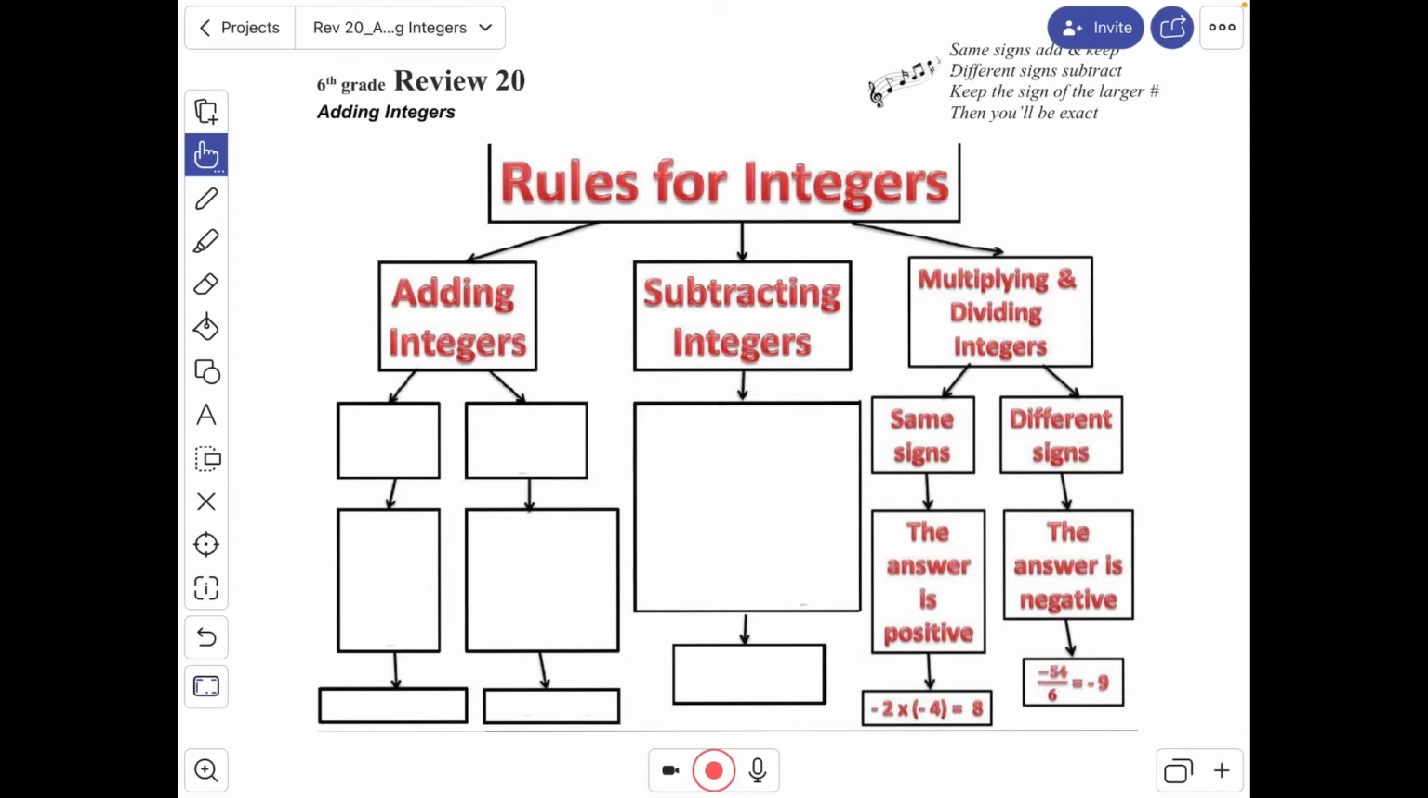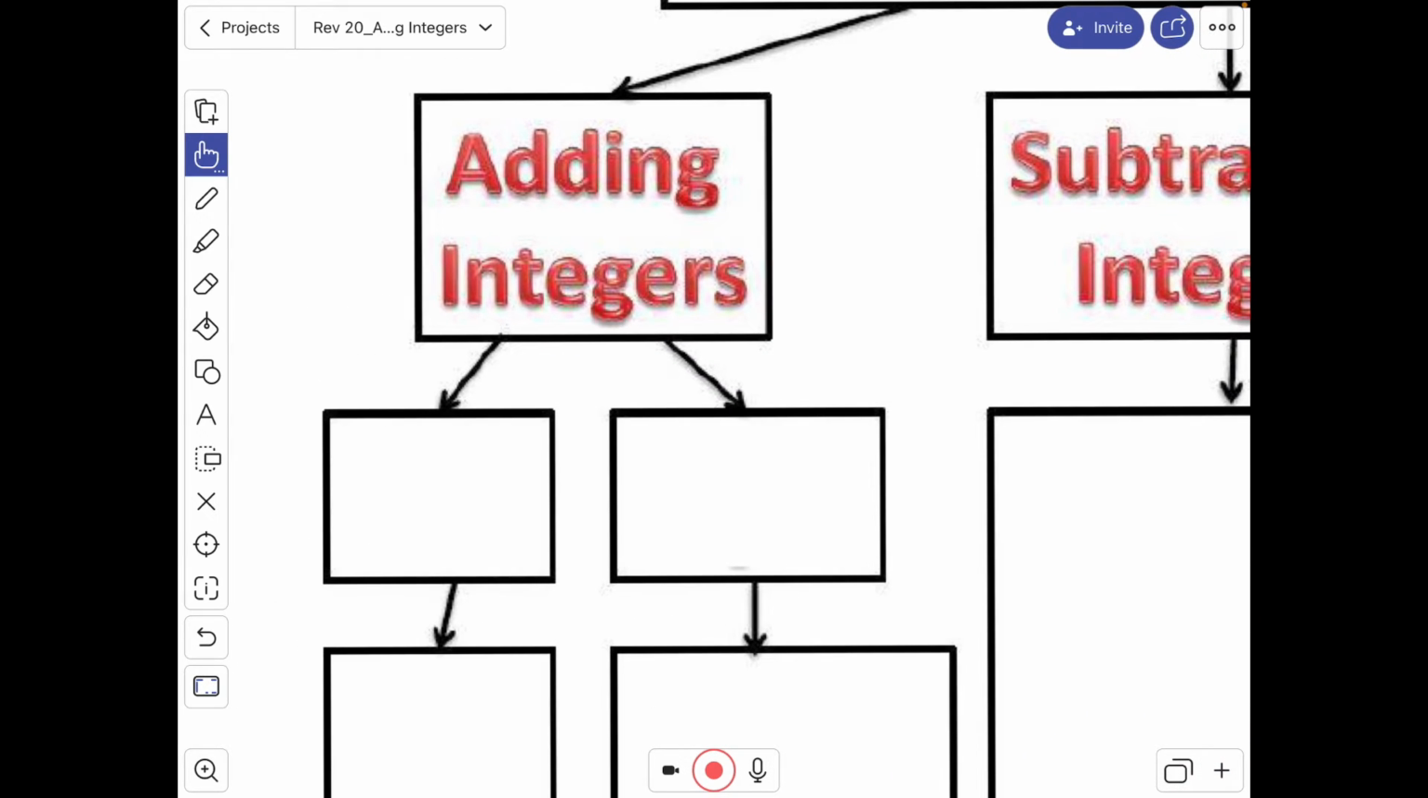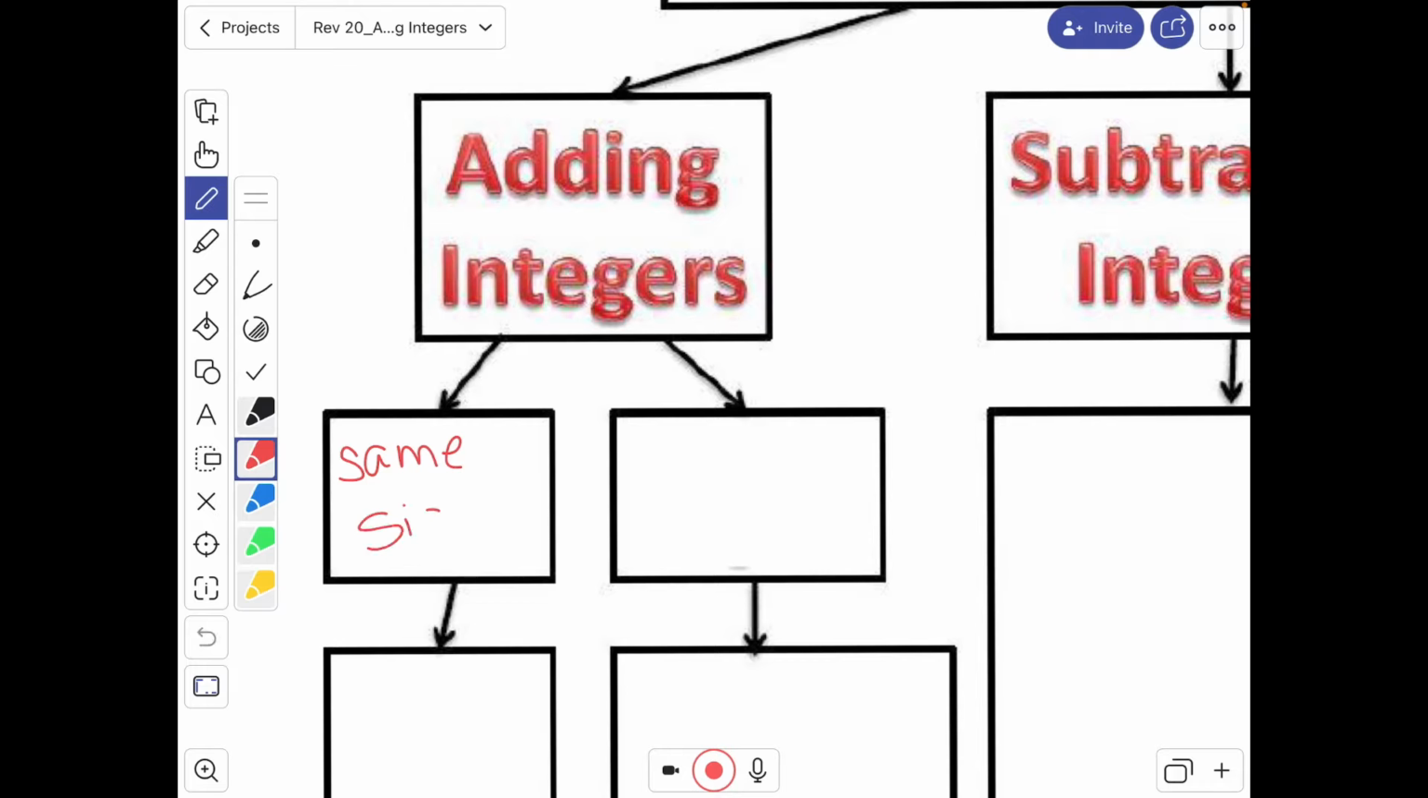Today we're covering Review 20, Adding Integers. So go back to that page for rules for integers, and we've already filled in multiplying and dividing integers. Now we're going to put in the rules for adding integers. So just like before, there is a rule for same signs.